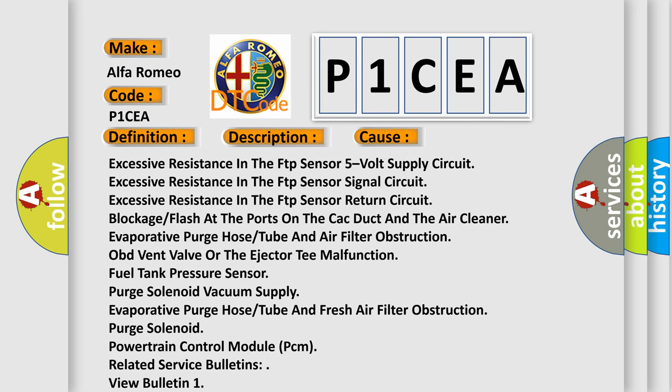This diagnostic error occurs most often in these cases: excessive resistance in the FTP sensor 5-volt supply circuit, excessive resistance in the FTP sensor signal circuit, excessive resistance in the FTP sensor return circuit, blockage at the ports on the CAC duct and the air cleaner, evaporative purge hose tube and air filter obstruction, OBD vent valve or the ejector malfunction, fuel tank pressure sensor, purge solenoid vacuum supply, evaporative purge hose tube and fresh air filter obstruction, purge solenoid, powertrain control module PCM, related service bulletins.